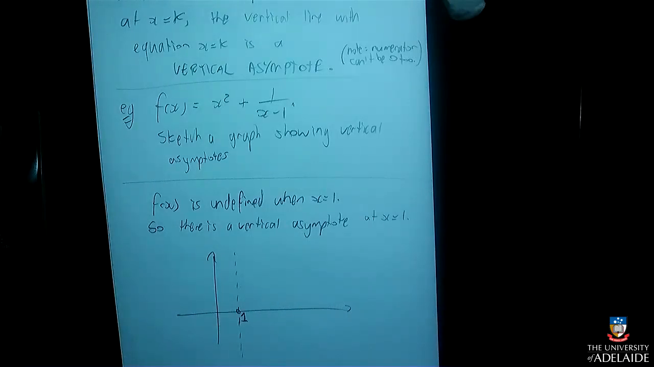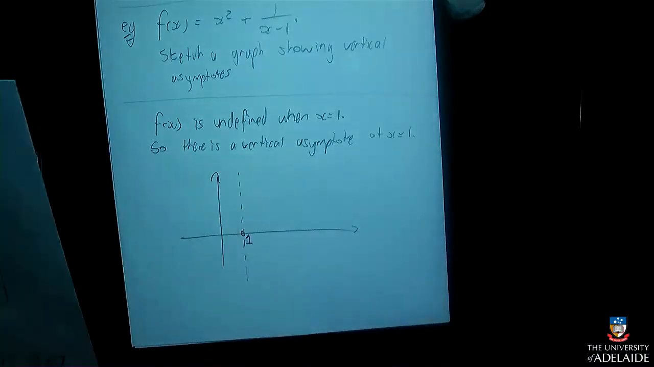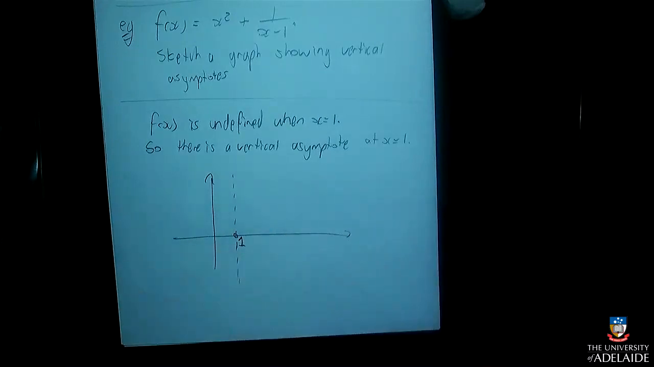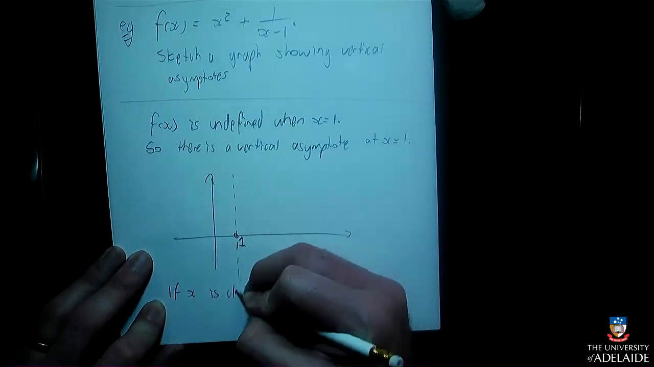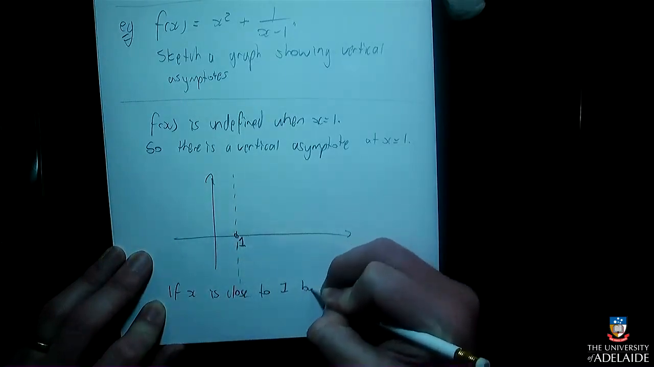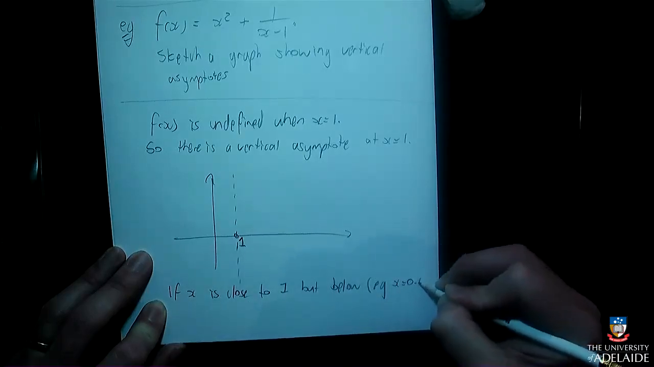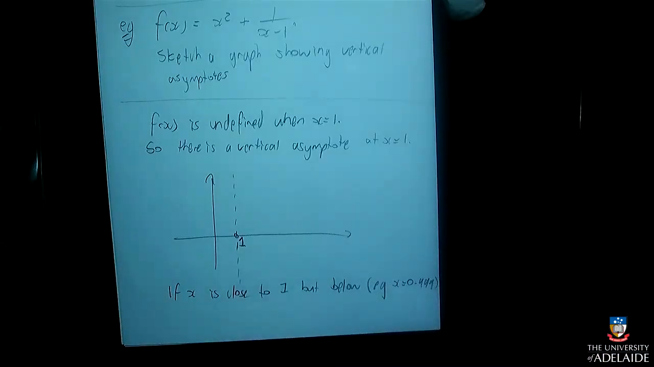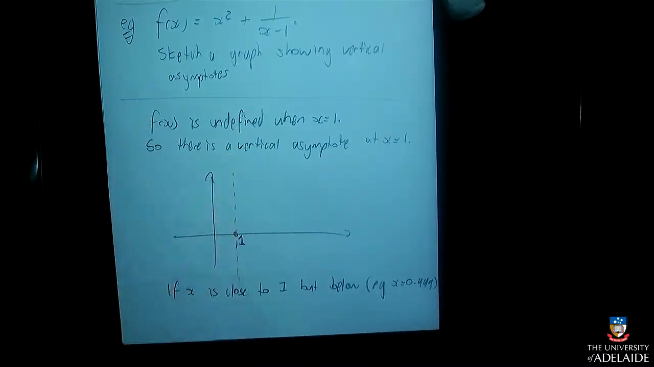And one way to do that is to investigate what happens when x is close to 1, but above or below it. So I could say if x is close to 1 but below, for example x is like 0.999, I can figure out whether it's going to be going up or going down. So when I get closer and closer, is it going to shoot upwards or is it going to shoot downwards? That's the question we want to know.